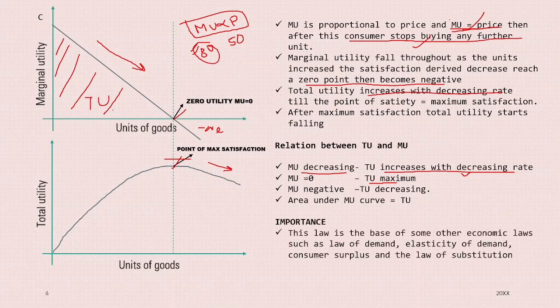Now let's see what the importance of the law of diminishing marginal utility is. Many economic laws are based on this concept, which are the law of demand, elasticity of demand, consumer surplus, and the law of substitution, all based on the law of diminishing marginal utility. Okay, so we are done with the law of diminishing marginal utility.